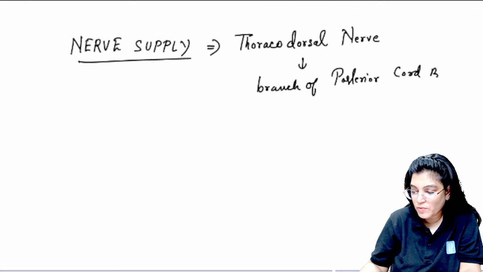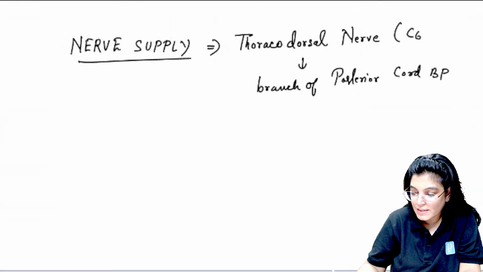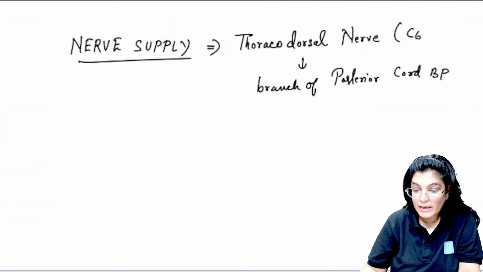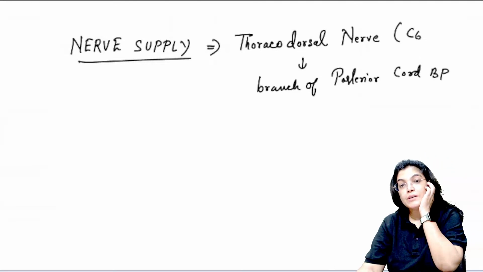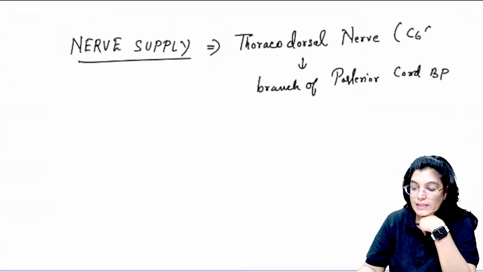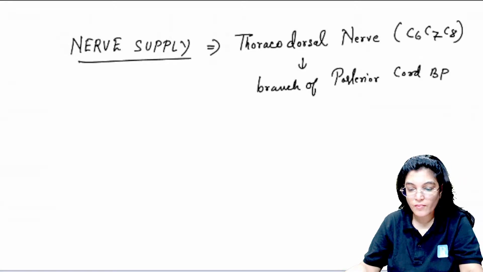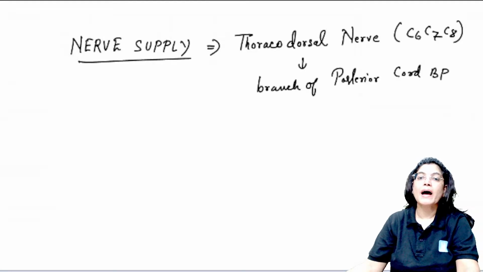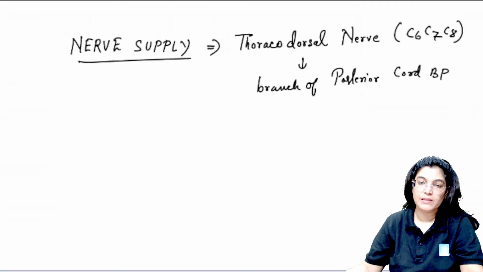Can anybody tell me what is the root value? Anyone remembers? Okay. What is the root value? C6, C7, C8 is the root value of the thoracodorsal nerve, because it's a branch from the posterior cord of brachial plexus.